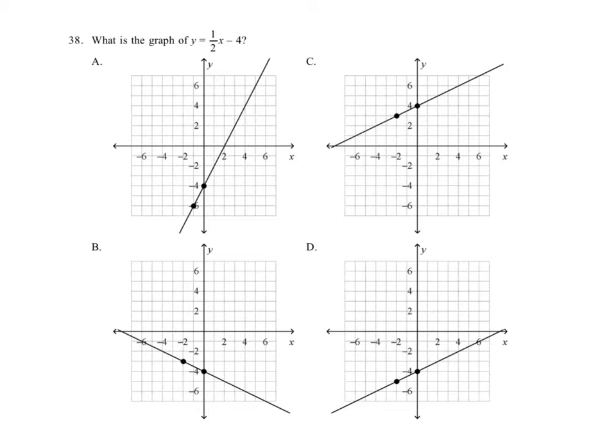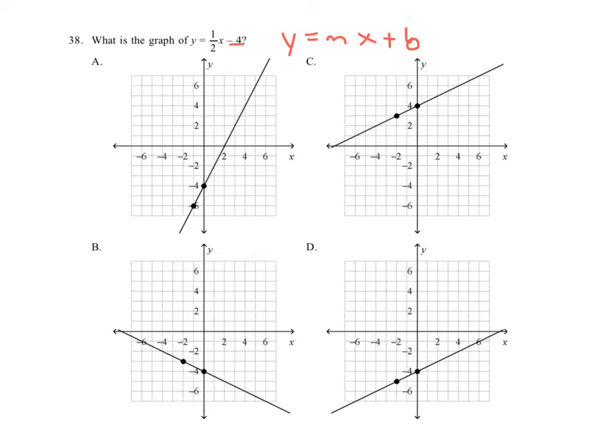What is the graph of y equals 1/2 x minus 4? Well, this is slope-intercept form. Y equals mx plus b, where m is the slope and b is the y-intercept. So since the y-intercept here is negative 4, we need to first have a line that's crossing at negative 4.